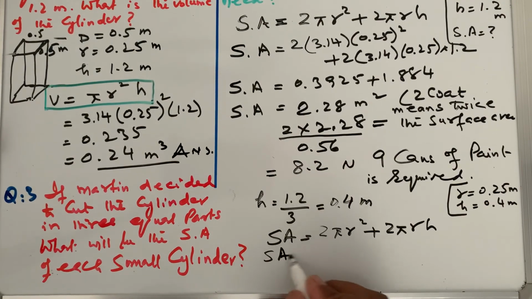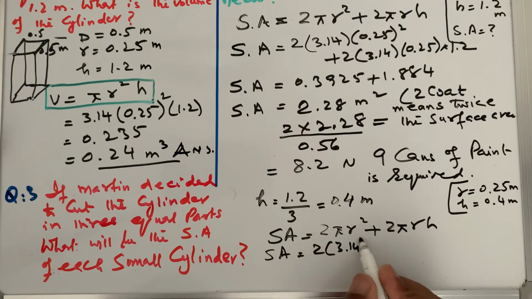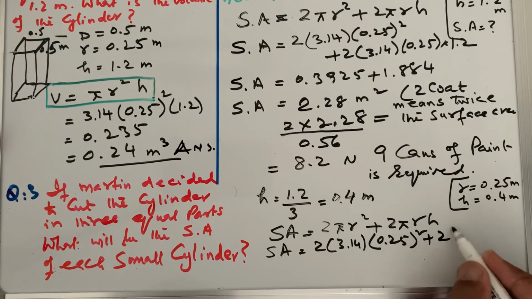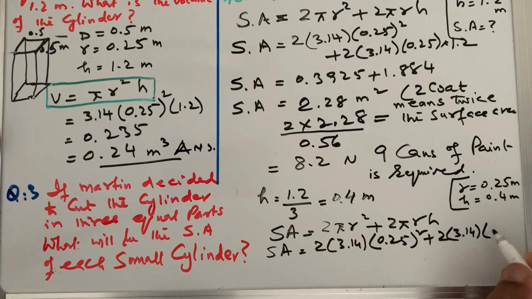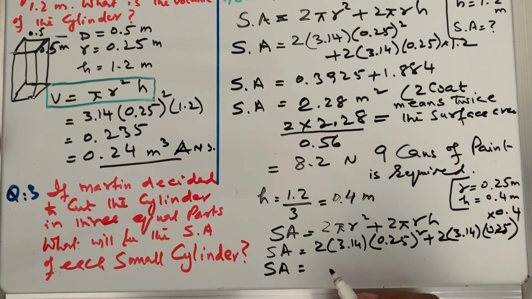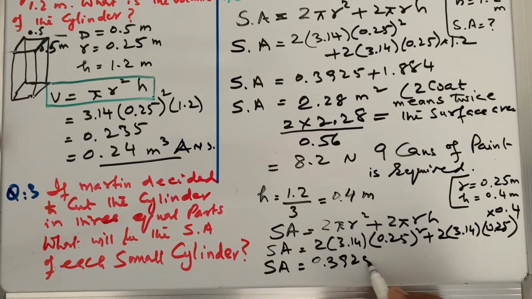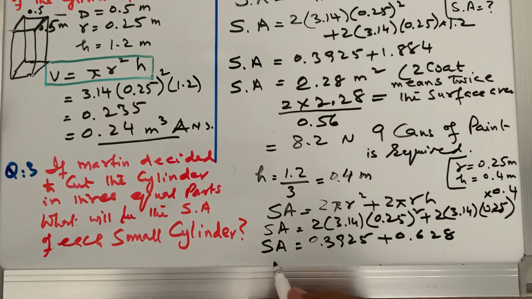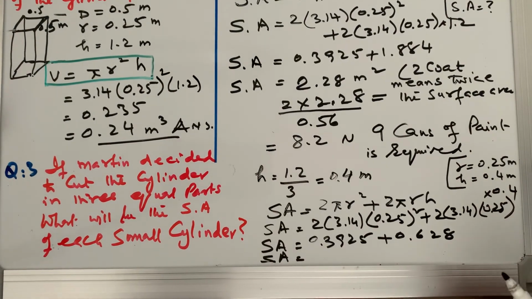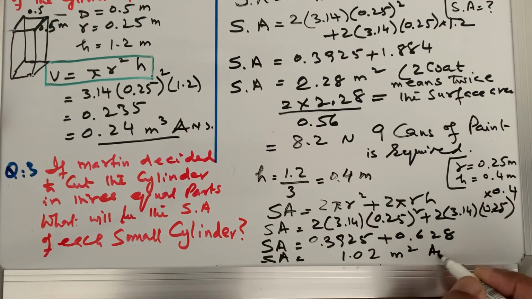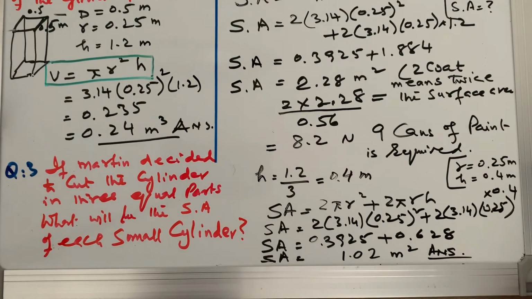This is the data we need to use to get the surface area of each small cylinder. So the surface area of each small cylinder will be equal to 2 times 3.14 times 0.25 whole square plus 2 times 3.14 times r 0.25 times h 0.4, right? If you calculate these two figures, it will be 0.3925 plus 0.628, and you can add these two and round it off. That will be equal to 1.02 meter square. So this is your answer, the surface area of each small cylinder.